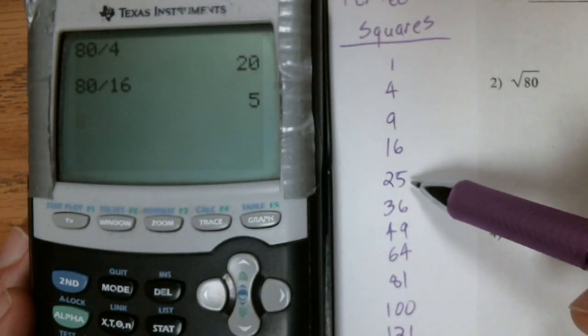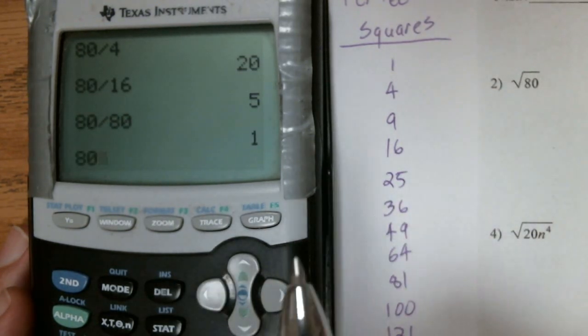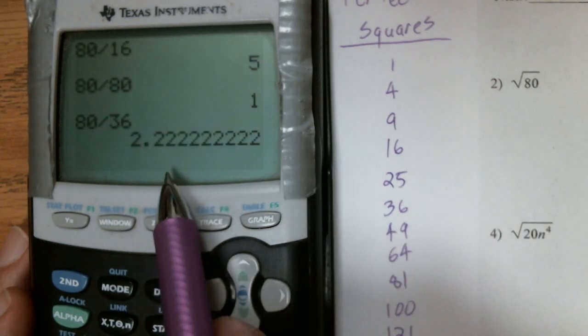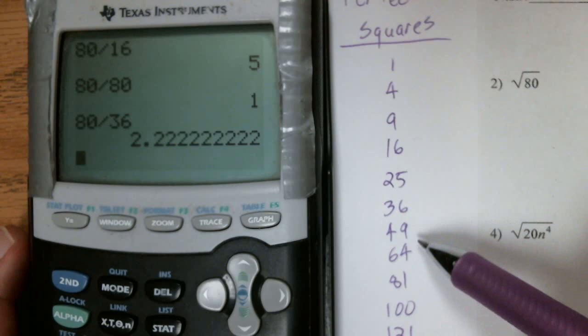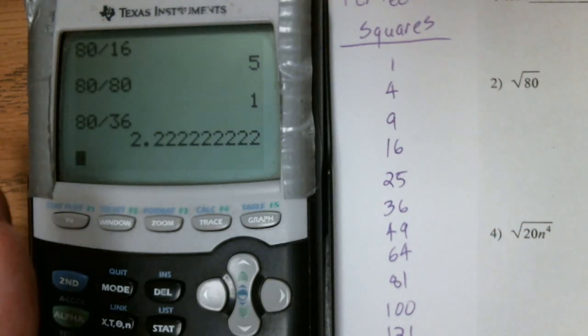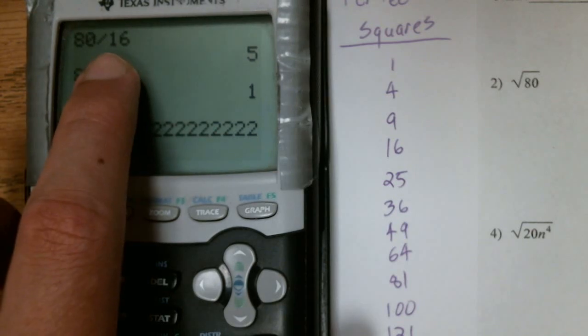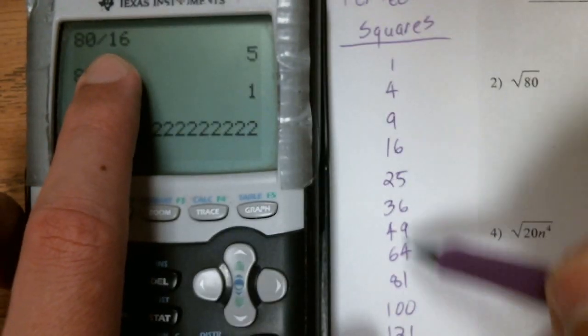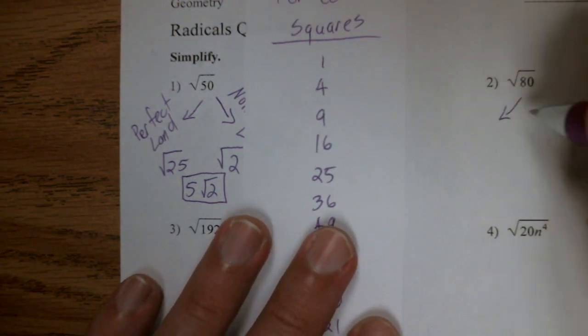Okay, 25, no, obviously not. 36, does 36 divide into 80? Whoops. Does 36 divide into 80? Nope, that's a decimal, so that tells you 36 doesn't go. 49, obviously not, and then of course the rest we can obviously see. Okay, so the highest number that goes into 80 that is a perfect square, that's one of these numbers, is 16.